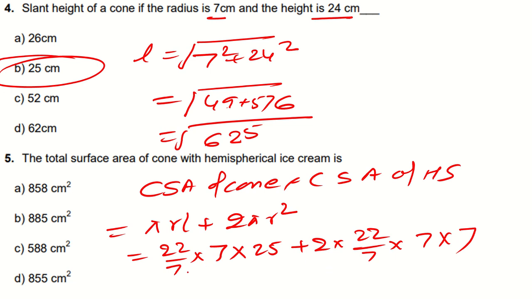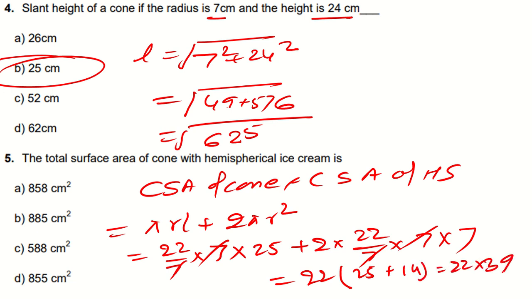Now what I told you, if you can take something common, so first you cancel this 7, then this 7 cancel, then 22 can be taken common. It will be 25 plus 2 times 7 means 14. So 22 multiplied by 39. So 9 twos are 18. So two options are there with unit one's place as 8. But big difference is there, yes. So 3 times 2 is 6. So 600 means something. So it will be this one because it cannot be 588.